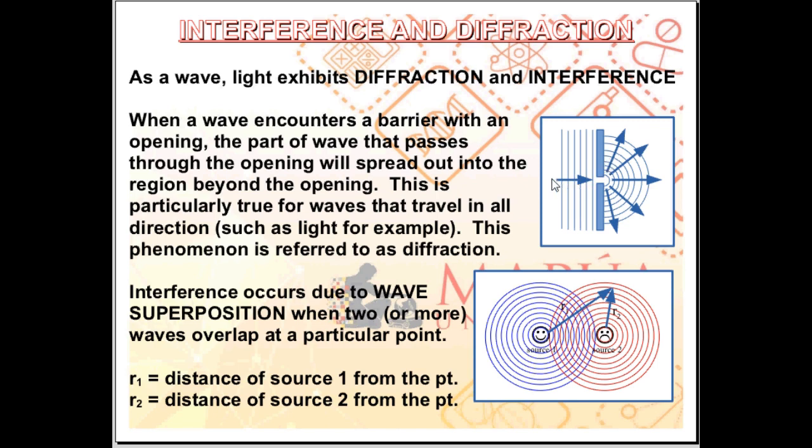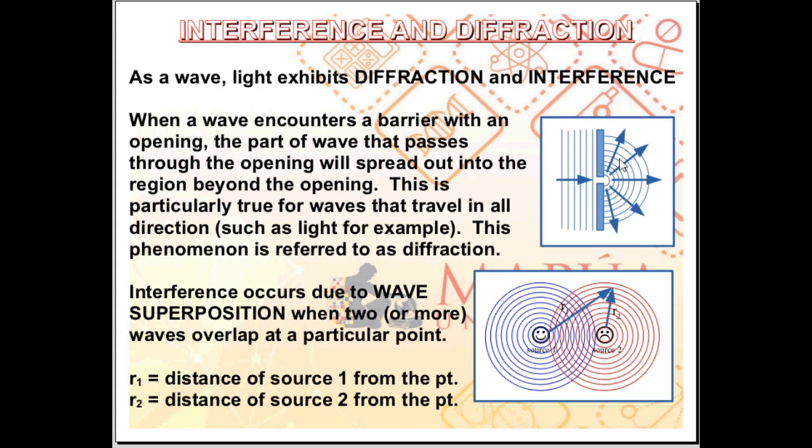So for this topic, you have a light wave that encounters a barrier, and through the opening in the barrier, the light will spread out into the area or space behind the barrier. In essence, we can consider the light as being able to bend around the corners of the opening.